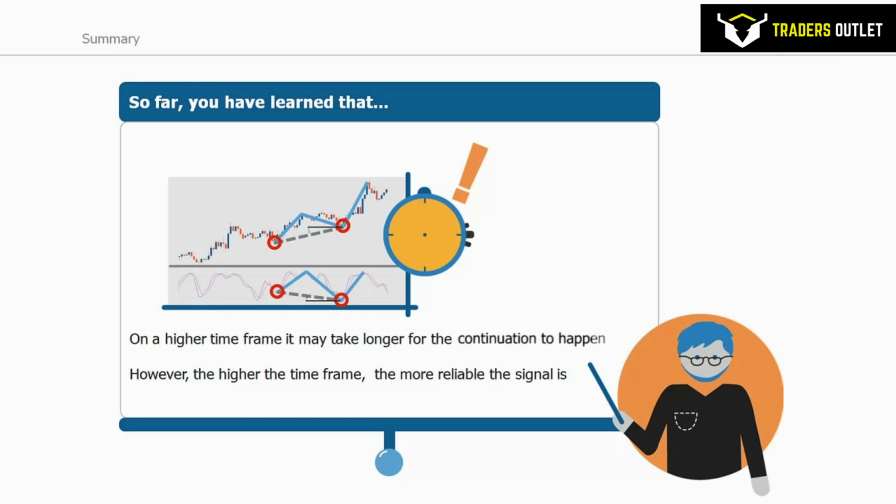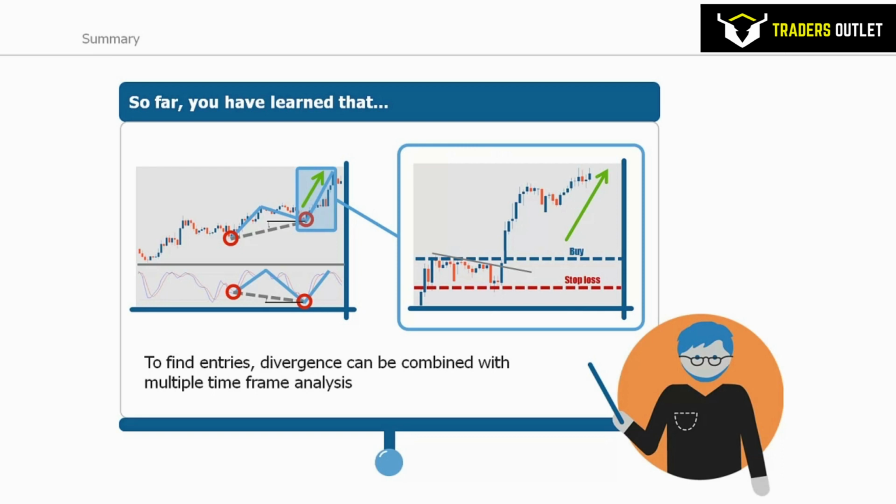On a higher time frame, it may take longer for the trend continuation to happen. However, the higher the time frame, the more reliable the signal is. To find entries, divergence can be combined with multiple time frame analysis.